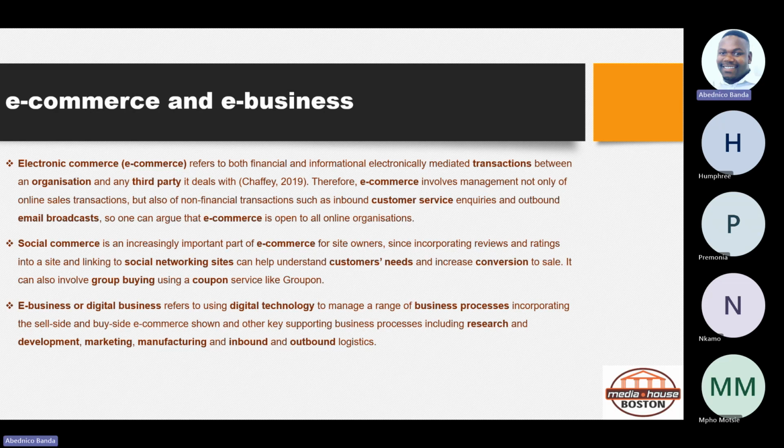So e-commerce, which stands for electronic commerce, refers to both financial and informational electronically mediated transactions between an organization and any third party it deals with. So e-commerce involves management not only of online sales transactions, but also non-financial transactions such as inbound customer service inquiries and outbound email broadcasts. So no one can argue that e-commerce is open to all online organizations.